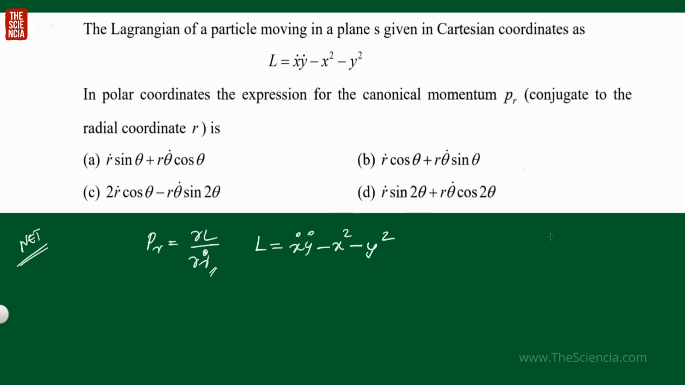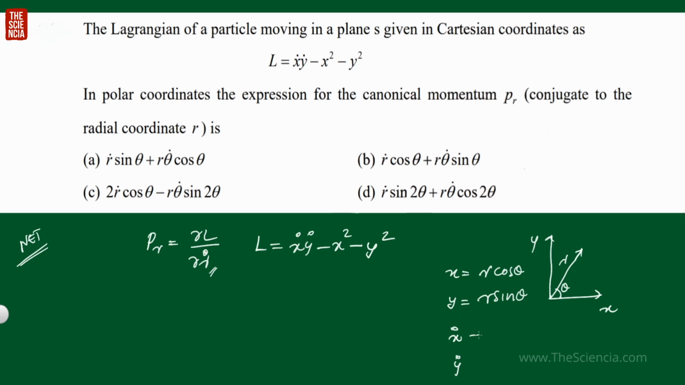What is polar coordinate system? Suppose this is x and this is y, and if this is r and this is theta, then x will be equal to r cos theta and y will be equal to r sin theta. So what we have to do? We have to take x dot, y dot, and then we have to substitute all these values in the given Lagrangian.